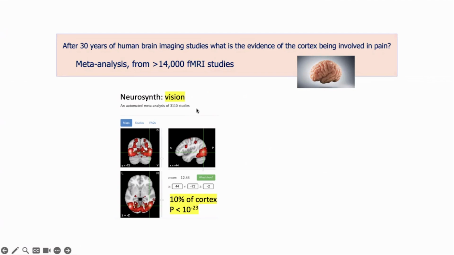This is a meta-analysis of 3,110 studies averaged on top of each other, showing what brain regions are activated when we do a vision-related study. You can see all the red regions are the brain areas that are activated. If we think of 10 subjects per study on average, at least, then this is the average of 30,000 people and their brain activity for any given visual task.